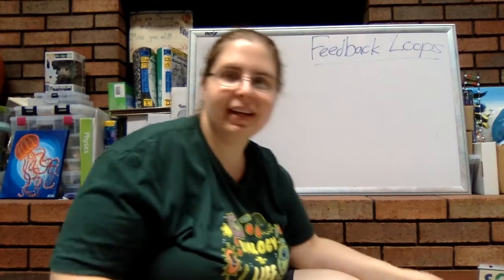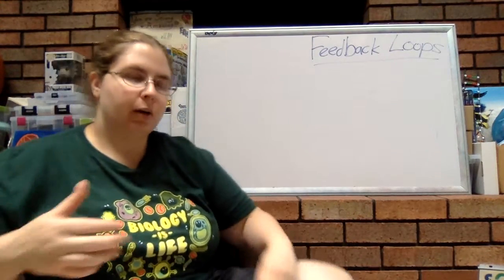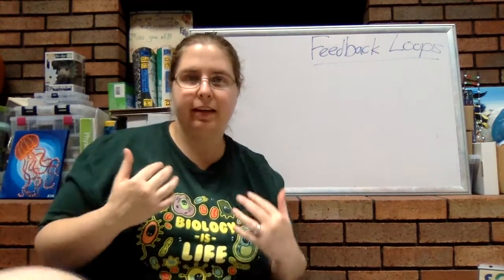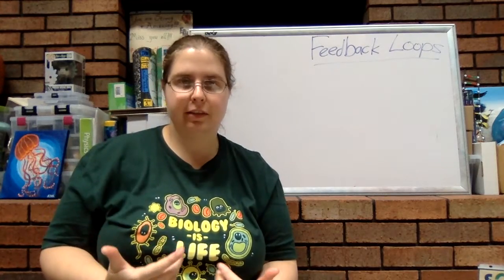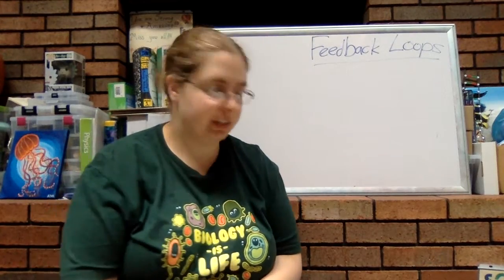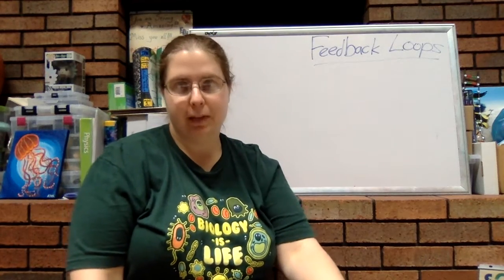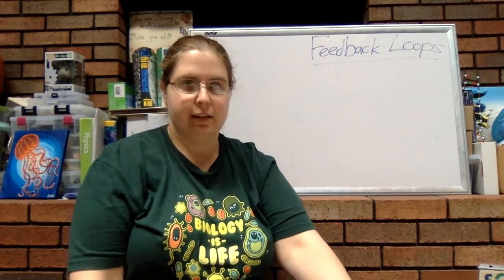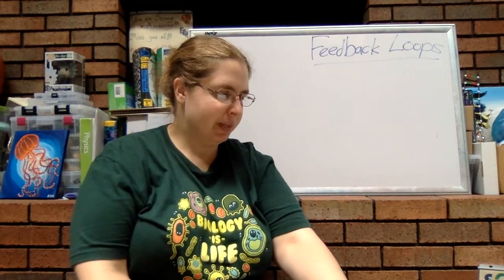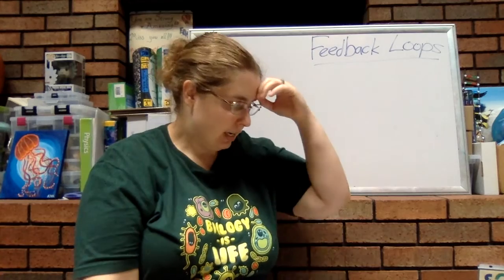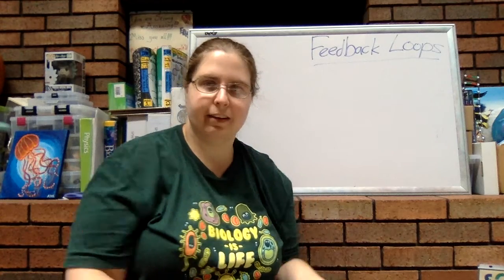All right, guys, welcome back. Today, we're still talking about homeostasis, which is maintaining that internal balance to allow for our cells to continue functioning and thus living. But today, we're going to talk about the feedback loops that are found in homeostasis. There's two main types, negative feedback loops and positive feedback loops. We're going to start by talking about negative feedback loops.